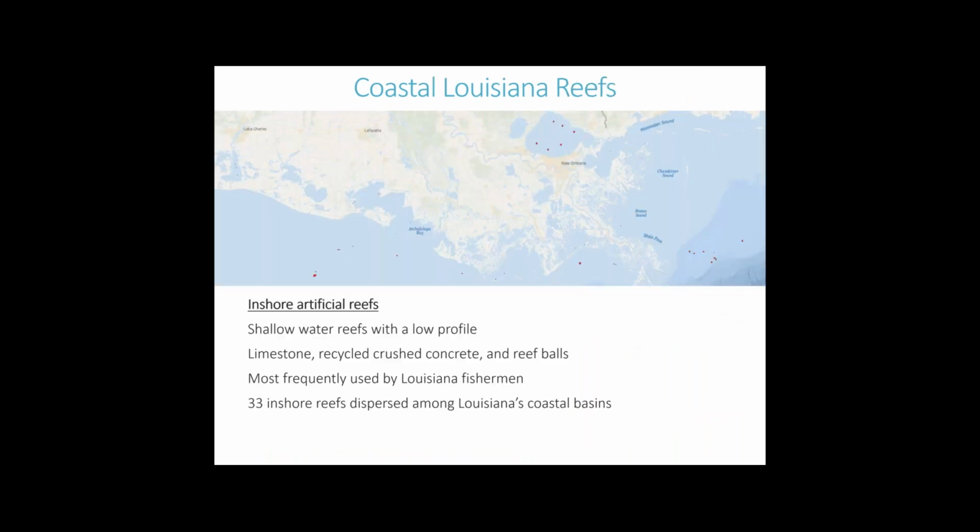So in coastal Louisiana, for the inshore artificial reefs, there are 33 inshore reefs along coastal Louisiana. Most of these are limestone reefs or crushed concrete. And then in the last, again, 10 or so years, reef balls have come on the scene. These are typically deployed in shallow water environments, typically less than 5 meters in depth for the most part. Again, these are frequently used by Louisiana fishermen because the state does advertise the latitude and longitude coordinates for all these reefs. So the fishermen know where they are and they go and fish at these structures.